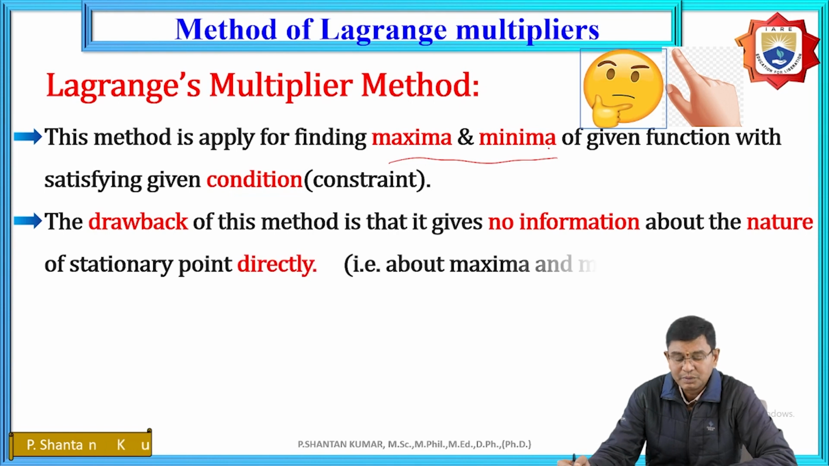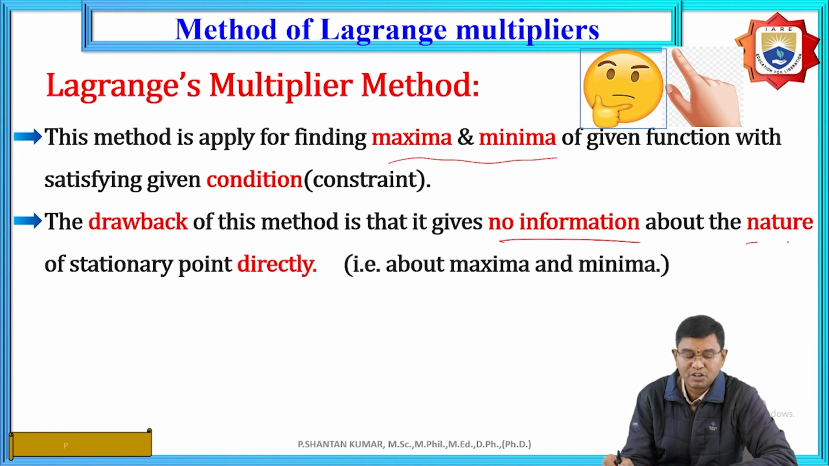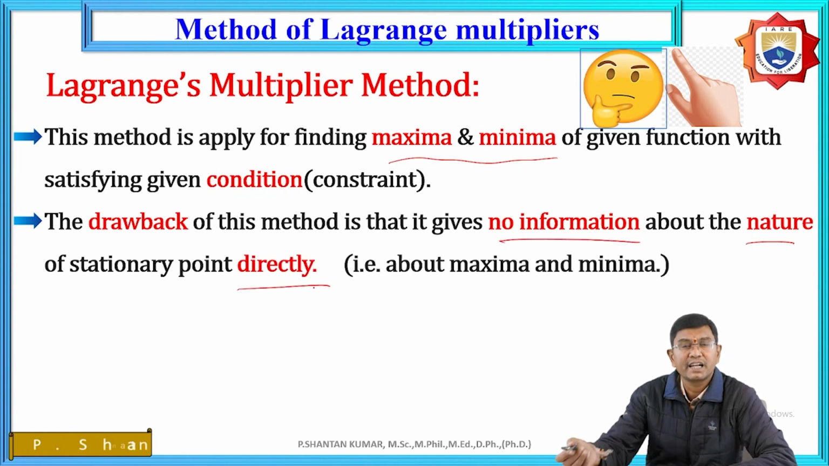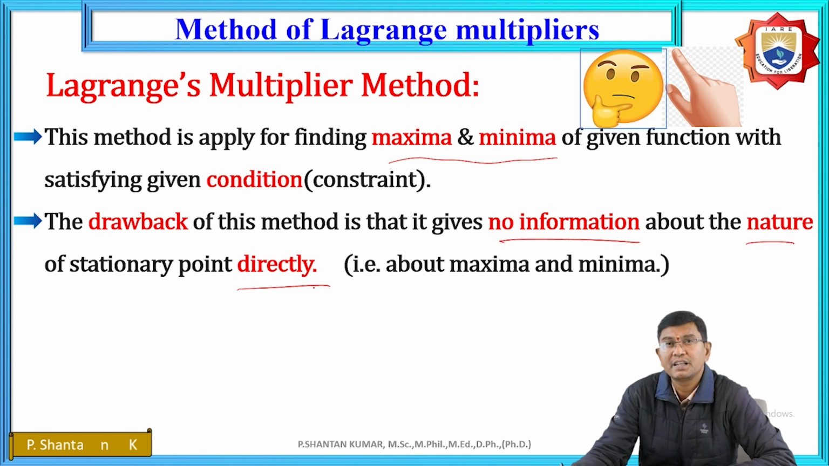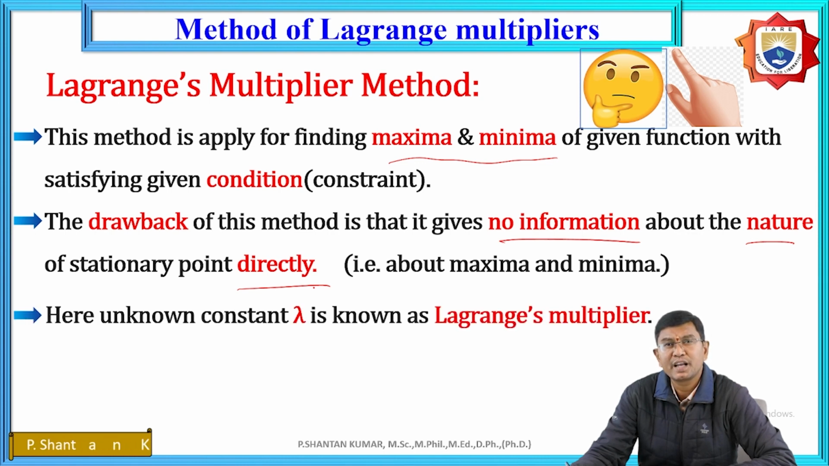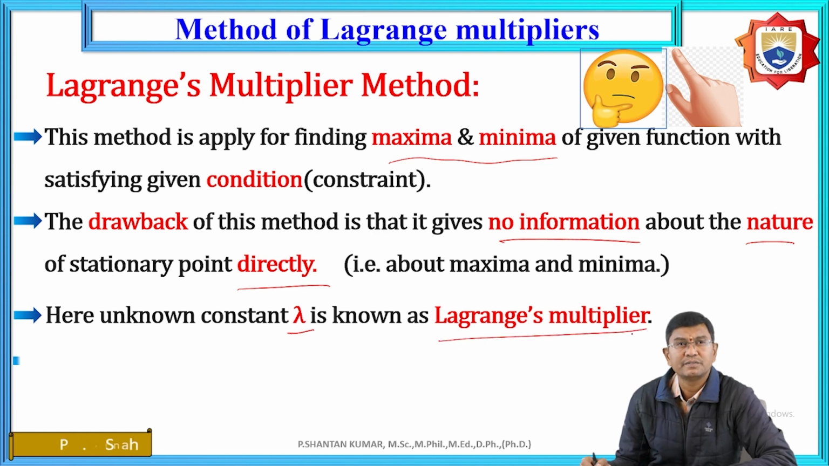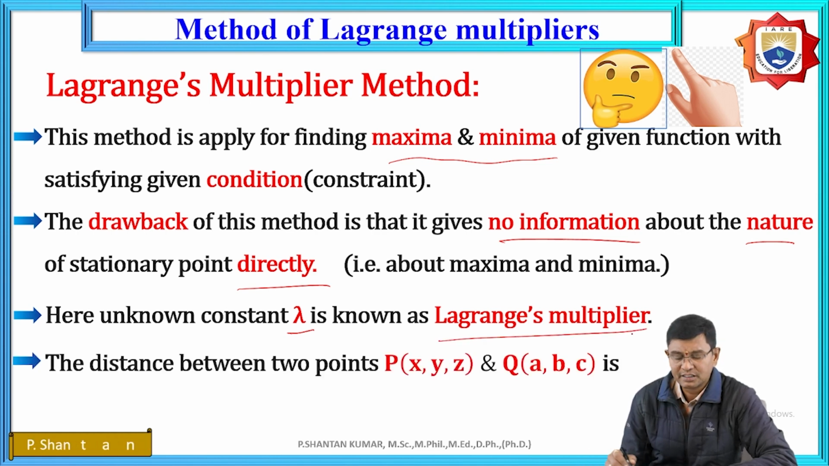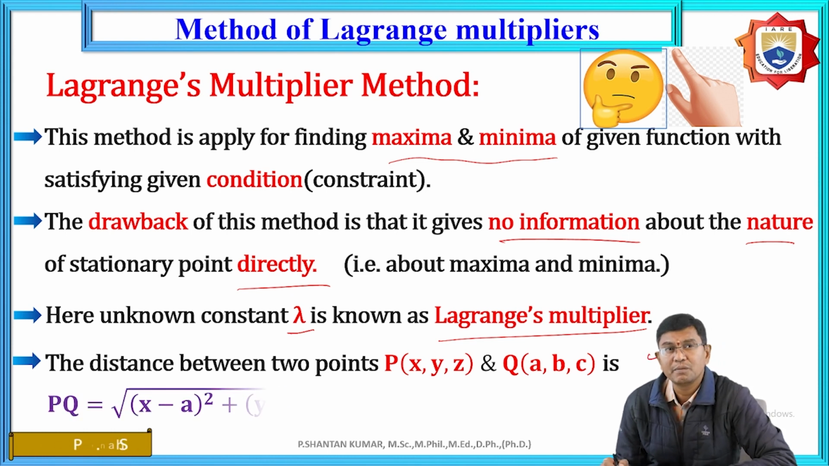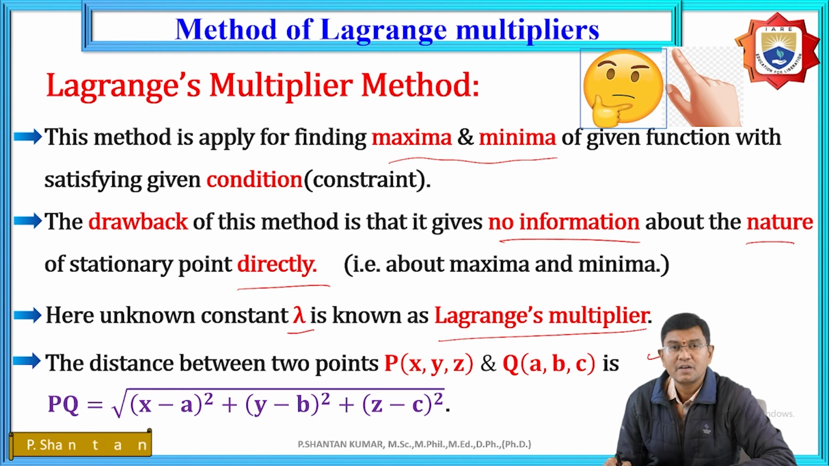The drawback of this method is that we have no information about the nature of the function directly. That means it is not possible to find whether it is a maximum or minimum. That is a drawback. Whatever is treated as lambda is called the Lagrange's multiplier. With the help of this, if 2 points are given, the equation formation is with the help of PQ, which is the square root of this expression. Based upon this, we square on both sides to eliminate the square root.